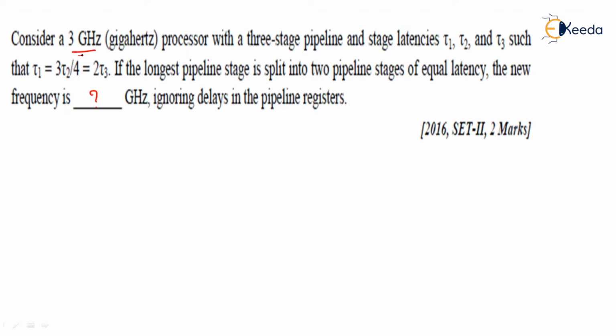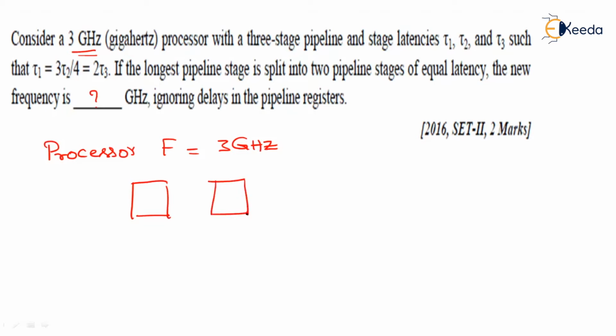A 3 gigahertz processor. Okay, that is a 3-stage pipeline processor. So the processor frequency is equal to 3 gigahertz. It's a pipeline processor with 3 stages, right? Stage 1, stage 2, stage 3, and the latencies are given in a relationship. This is S1, this is S2, and this is S3. Latencies are not directly given, rather, these are given in a relationship.